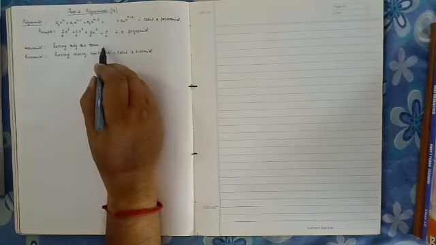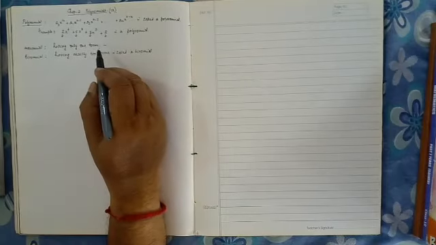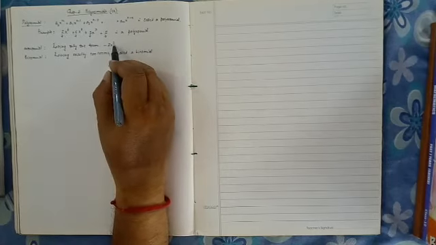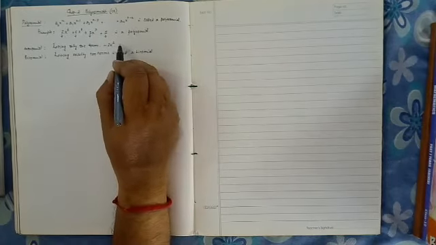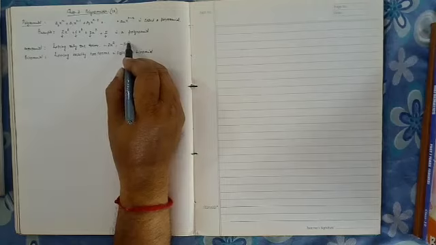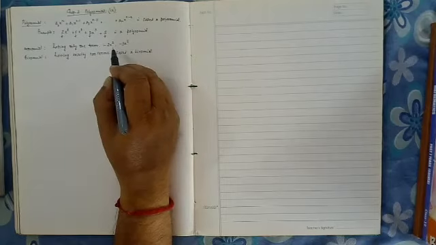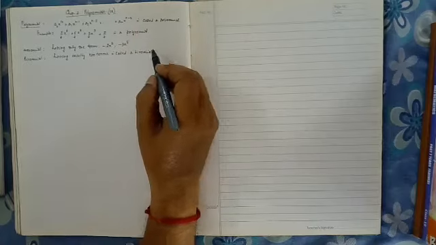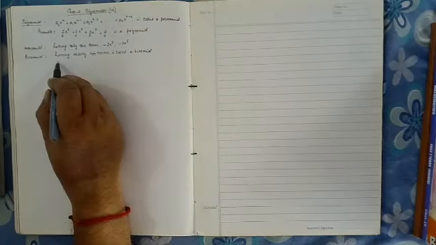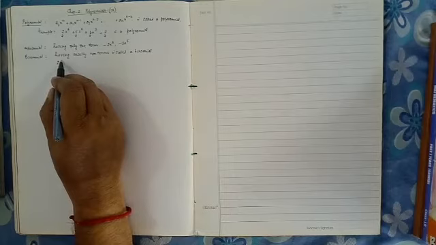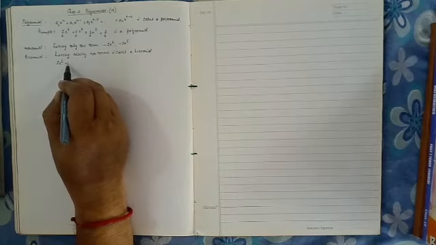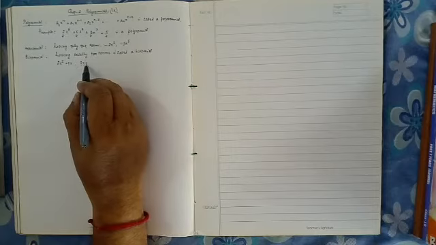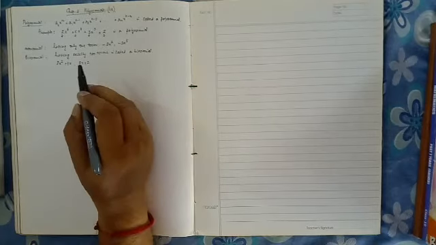Now for example of monomial, we can write 2x square, or minus 3x to the power 5, only one term it has. Similarly for binomial, we can write 2x square plus 3x, 7x plus 2, and so on.